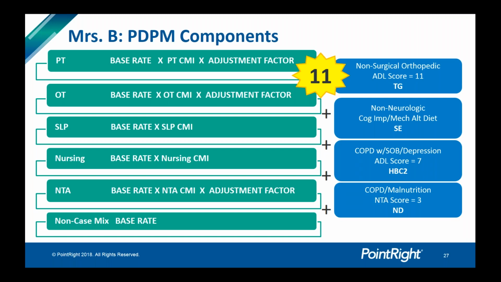Then for nursing, she has a COPD, she's got the shortness of breath, she's got moderate symptoms of depression, so that puts her in an HBC2 category, special care high, with an ADL score of 7. And then the COPD, the diagnosis of malnutrition, would give her a non-therapy ancillary score of 3, so she as well is in the ND category.